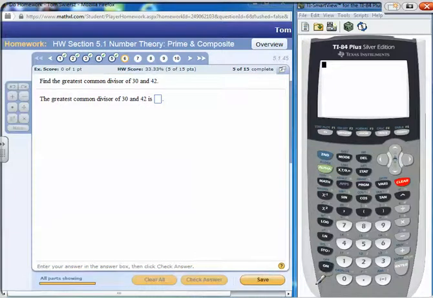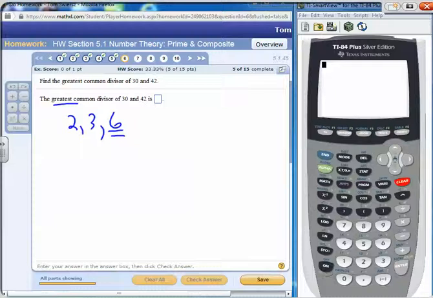Now notice 2 goes into both of these. 2 goes into 30, 2 goes into 42. So does 3, right? But another number that goes into both of these is 6. 30 divided by 6 is 5, and 42 divided by 6 is 7. So it appears that the greatest one is 6.